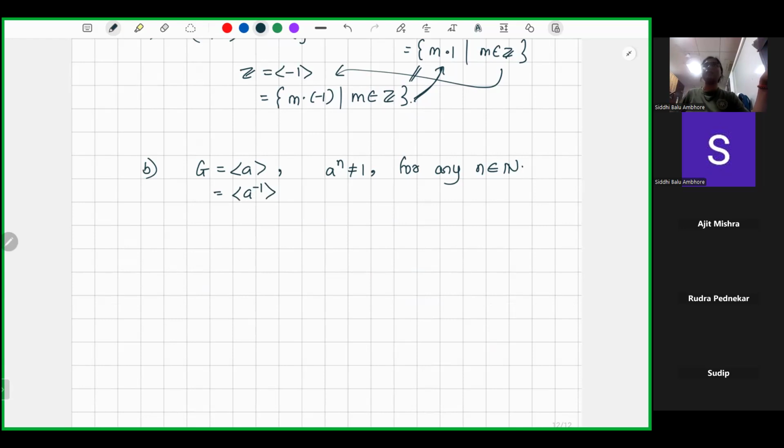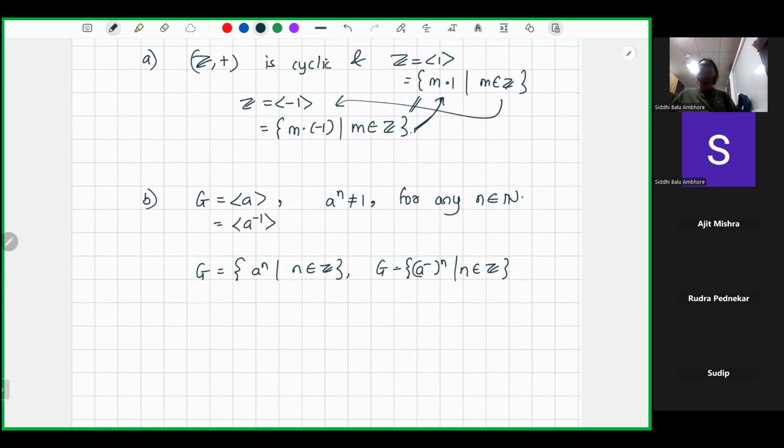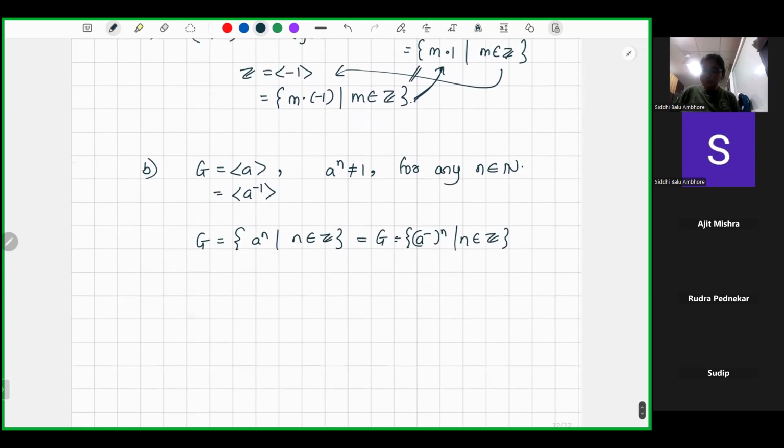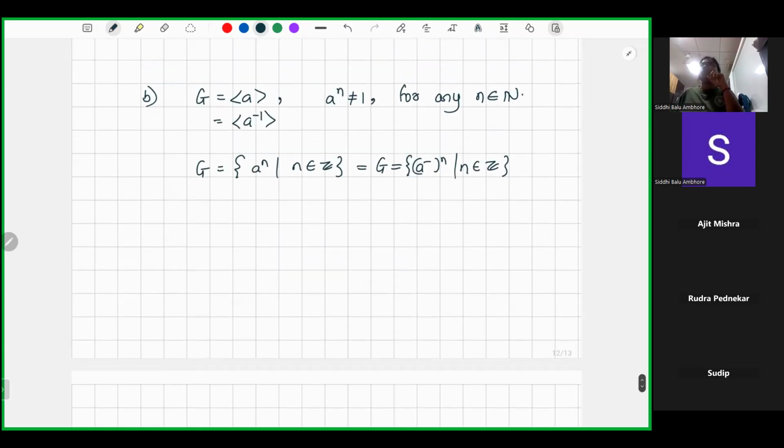So when we have a cyclic subgroup, G is equal to a power n, n belongs to Z. So G is also a inverse power n such that n belongs to Z. It's a similar argument to Z generated by minus 1 and by 1. All the positive powers here will be generated by negatives there, and all the negatives there will generate positives in this. So these two sets are equal. But now why only two? Can someone give an argument why only these two generate and no other element of G can generate this?